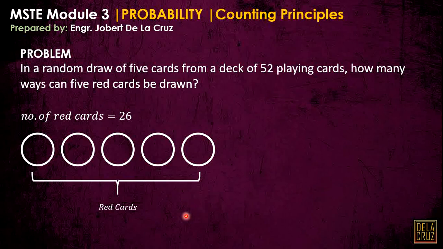So ano yung gagamitin natin? Pag identical arrangement, that is combination. Pag hindi identical, that is permutation. Okay, klaro? Dapat maintindihan nyo to.